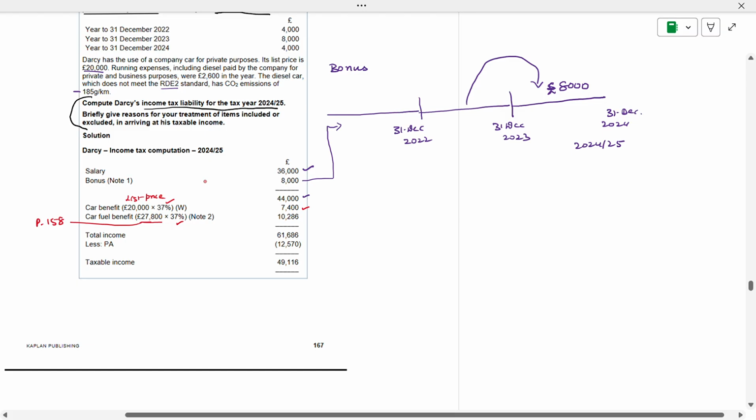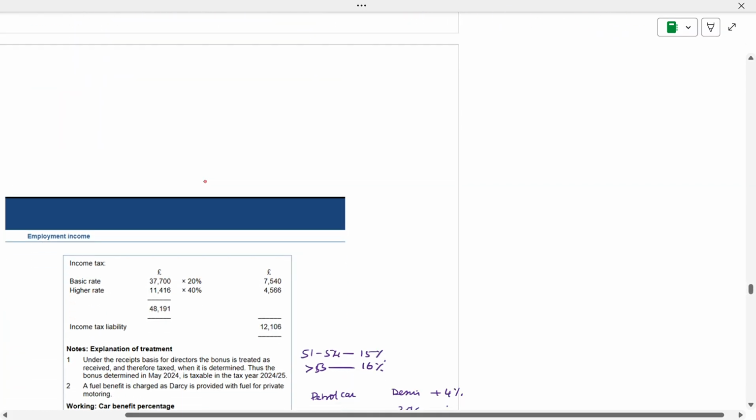Okay, with respect to 27,800 into 30%, how much do you get? 10,286. Total income is how much? 61,686. Personal allowance is how much? 12,570. Taxable income is how much? 49,176. On this taxable income, you have the two slabs.